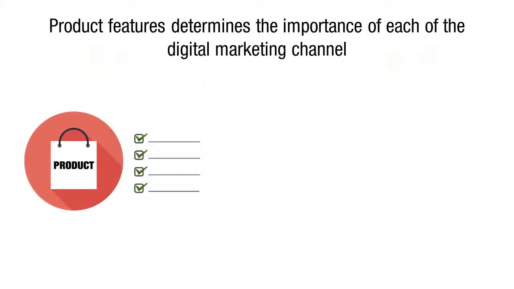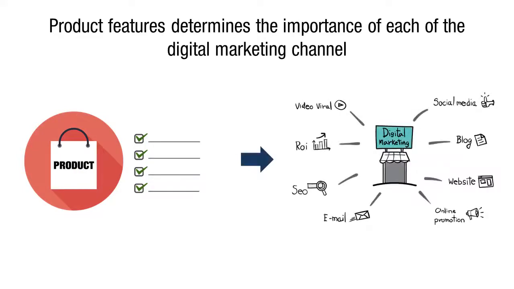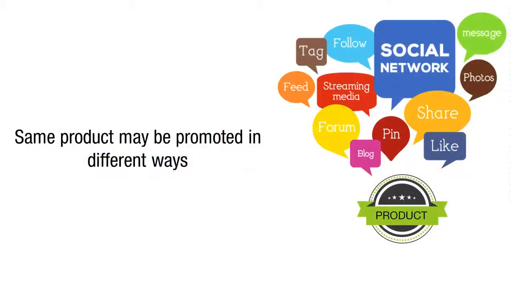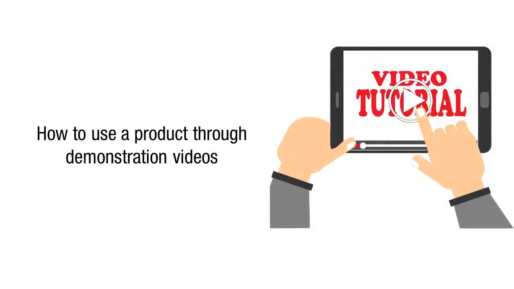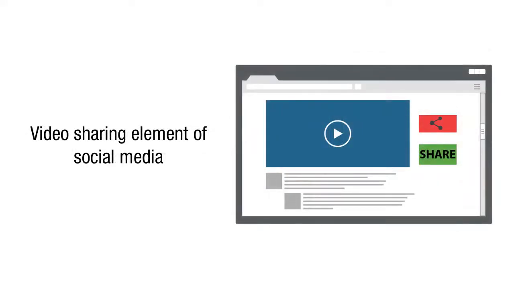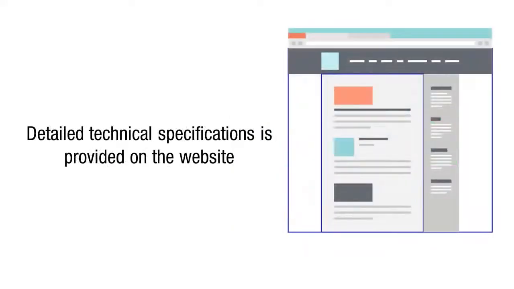Considering product features helps in determining the importance and relevance of each of the digital marketing channels in promoting a product. Also, the same product may be promoted in different ways through different social media channels. For example, a company may want to highlight how to use a product through demonstration videos and use the video sharing element of social media, while detailed technical specifications of the same product may be provided on the website.